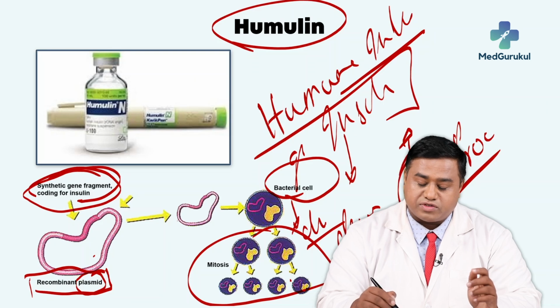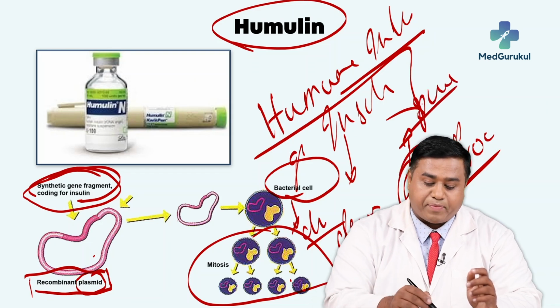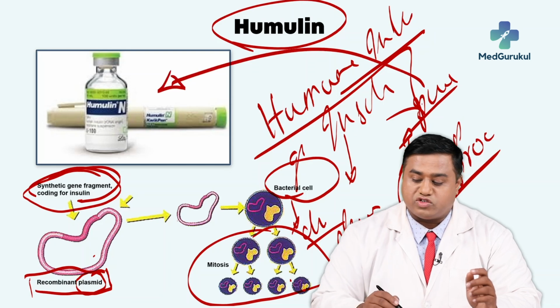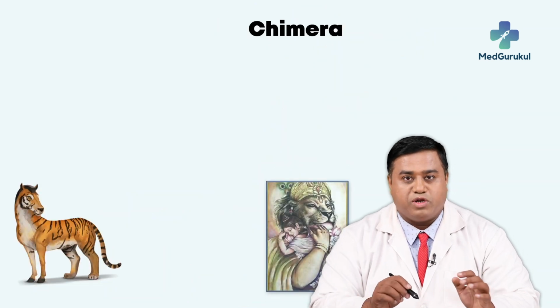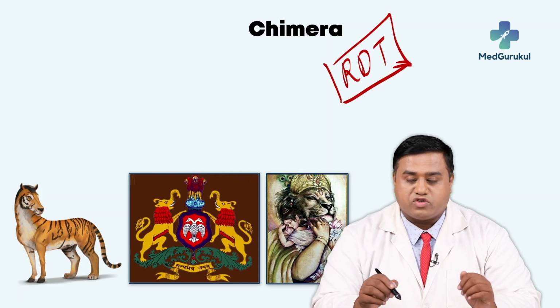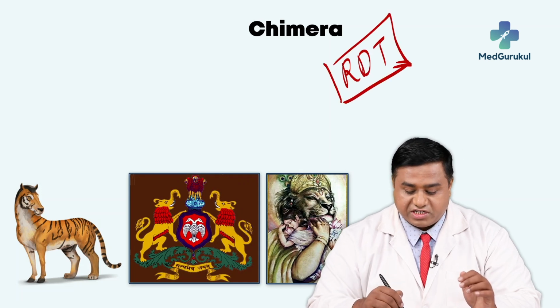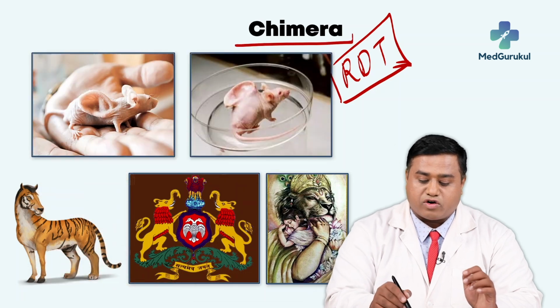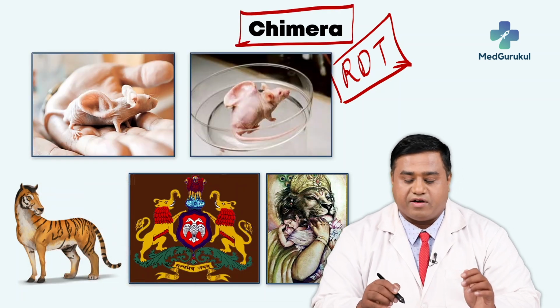That insulin is purified and packed as human insulin. This is possible only because of recombinant DNA technology. So, in recombinant DNA technology, usually we come across a term called chimera.